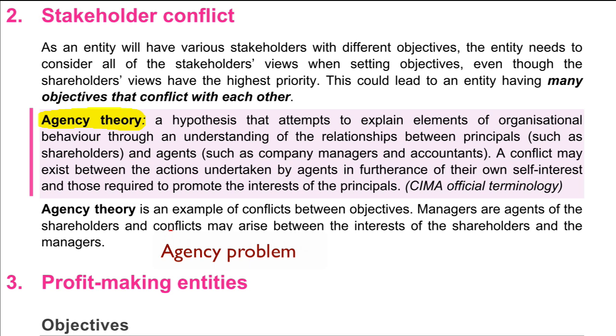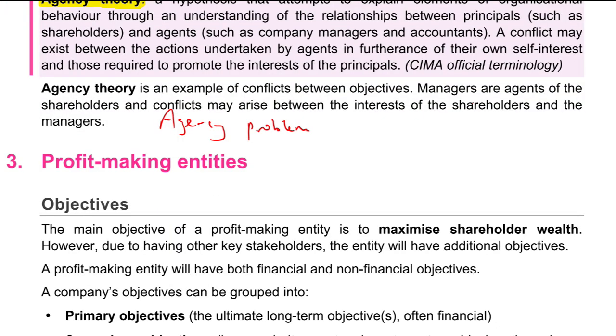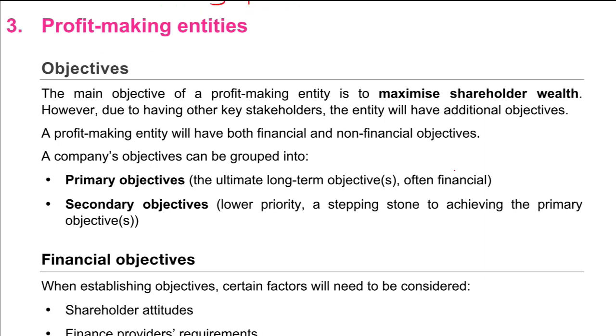Now let's focus a little bit more on profit-making entities. So these organisations principally exist to maximise shareholder wealth, and that's the underlying objective behind the decisions we're going to be making. So when we're considering should we invest in a certain project, we're considering here, will it increase the wealth of the shareholders? That will typically be the overriding objective of the whole business. So that'll be the primary objective.